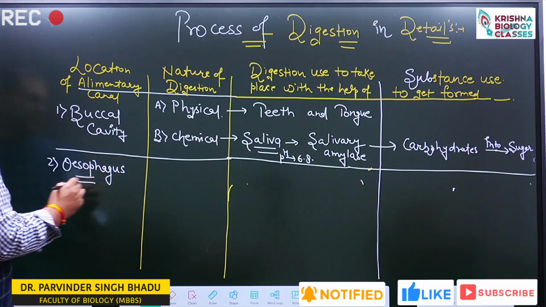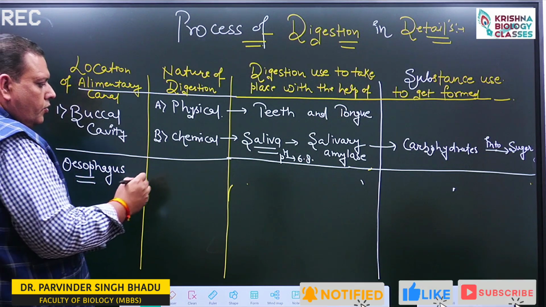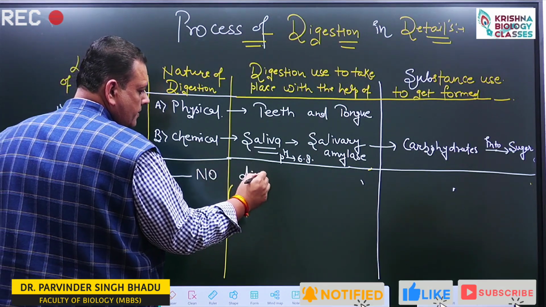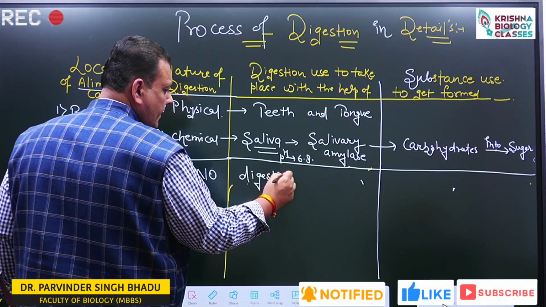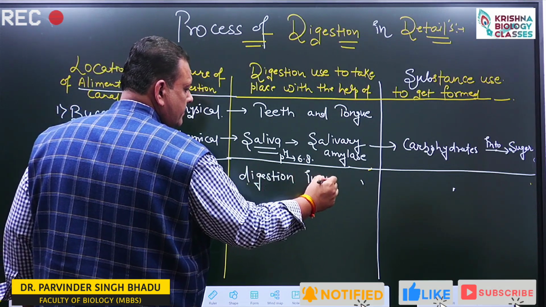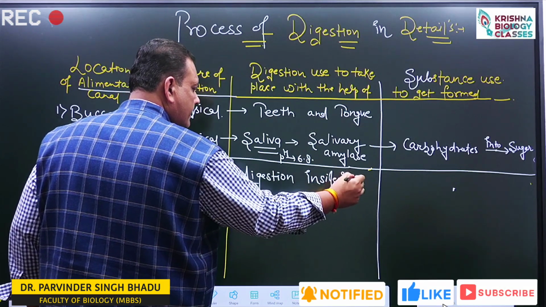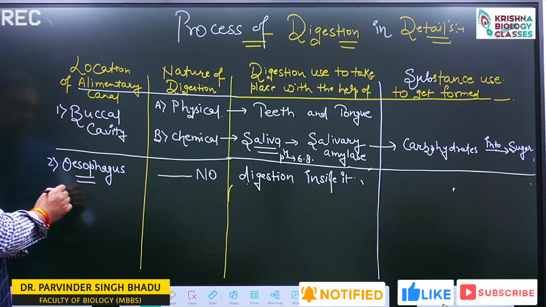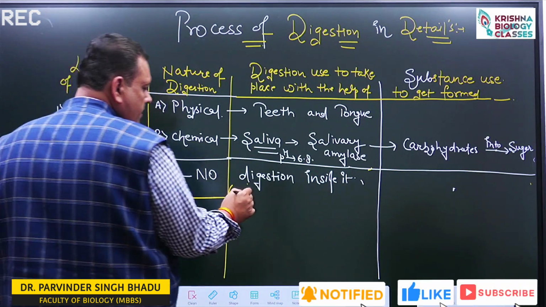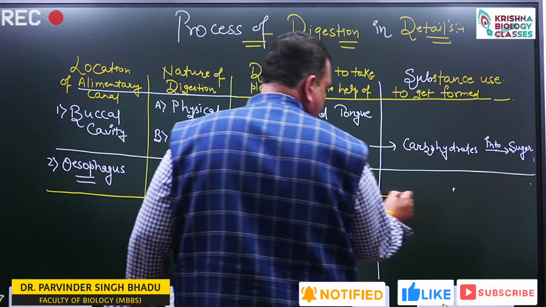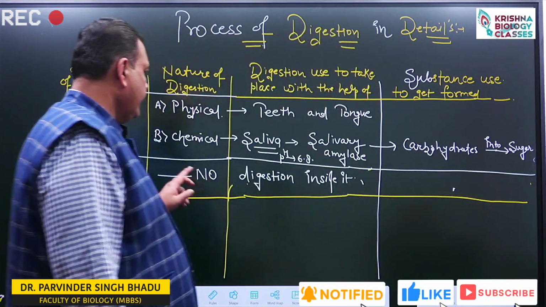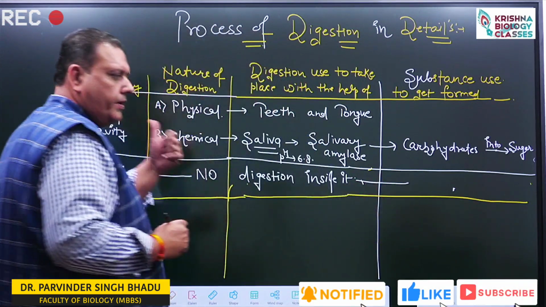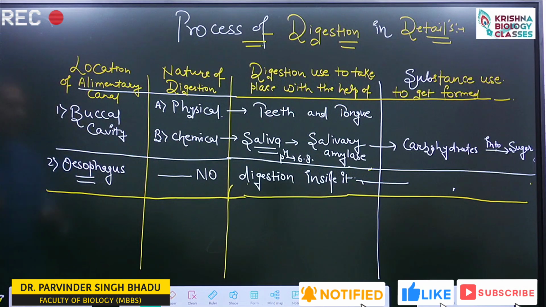esophagus. There is no digestion inside it. Okay. Food particles move from the buccal cavity towards the stomach with the help of the esophagus. Inside the esophagus, peristaltic movements are present. In the previous class we had discussed the peristaltic movement.